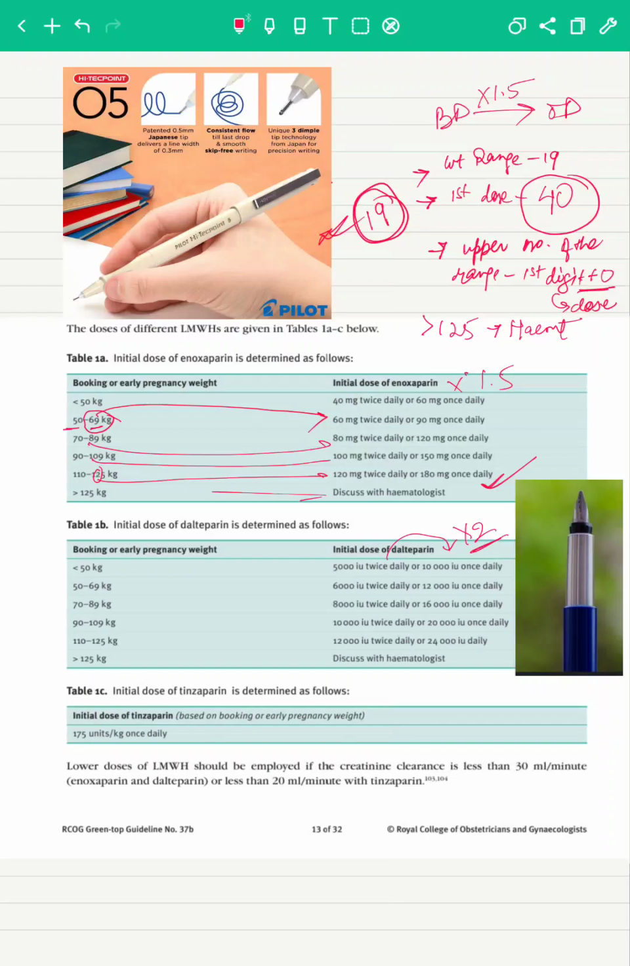Now we come to Dalteparin. Dalteparin is relatively easy because the weight range is similar. Only thing that you have to remember is, again, the first dose is double that of what was the first dose in prophylaxis. Then the first dose was 2500. Here the Dalteparin first dose is 5000, which is given BD, and to make it OD you have to double it. So Dalteparin is double for the OD dose.